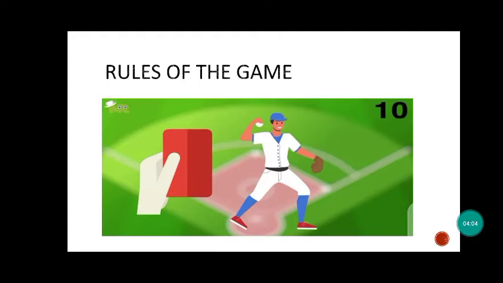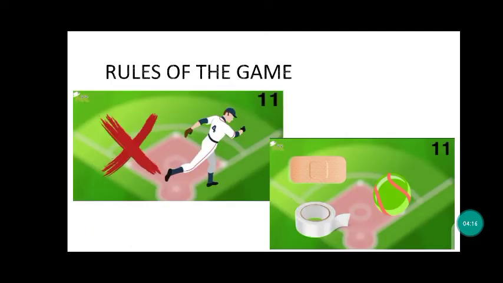Number 10, it's not allowed for the pitcher to stop or bounce the ball in a pitching position as it may prevent the batsman from hitting the ball. Then last, number 11, it is strictly prohibited for the pitcher to use any kind of tape or other substance on the ball.